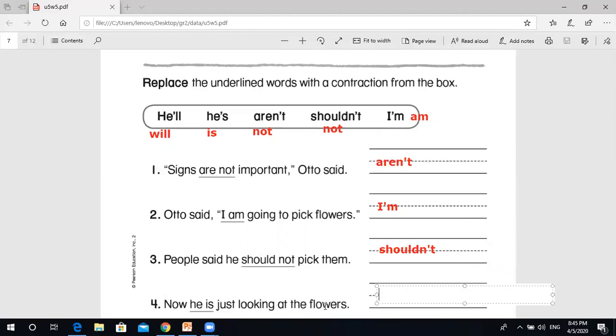Now with the last one, he is just looking at the flowers. He is, he's. Combine them together to be one word and replace the letter I in is with the apostrophe. Okay, now open page 444.